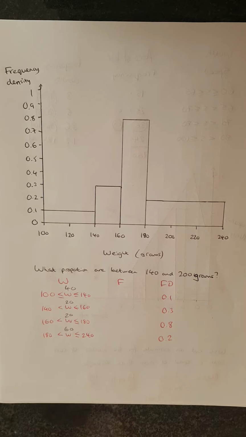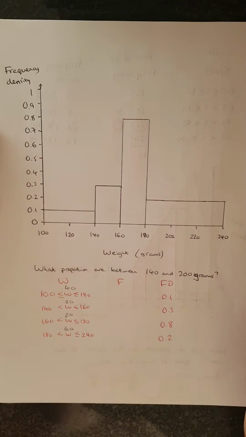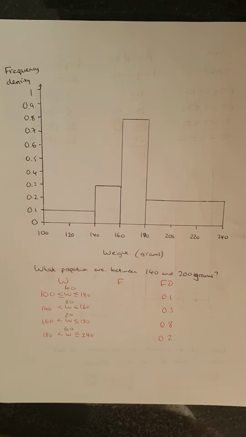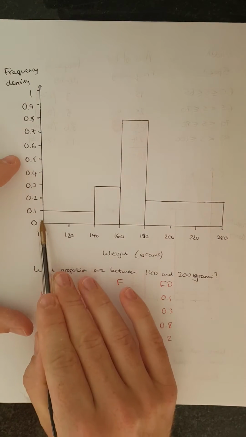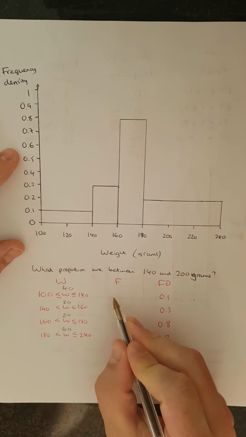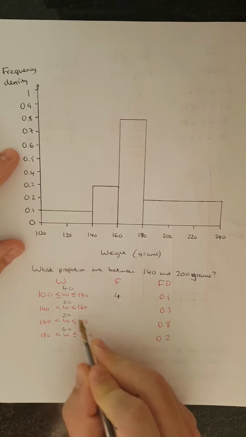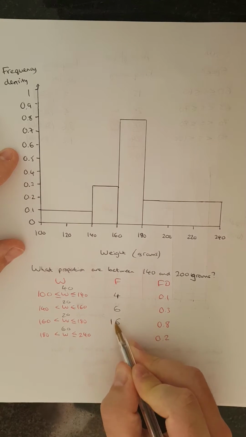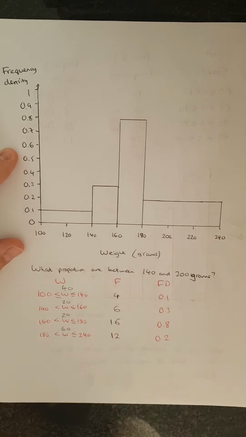So, in order to find the proportion that are between 140 and 200, here's what I'm going to do. I'm going to find the frequencies, which is the area of the bar. So that's the width multiplied by the height, the frequency density. So 40 times 0.1, 20 times 0.3, 20 times 0.8, 60 times 0.2.